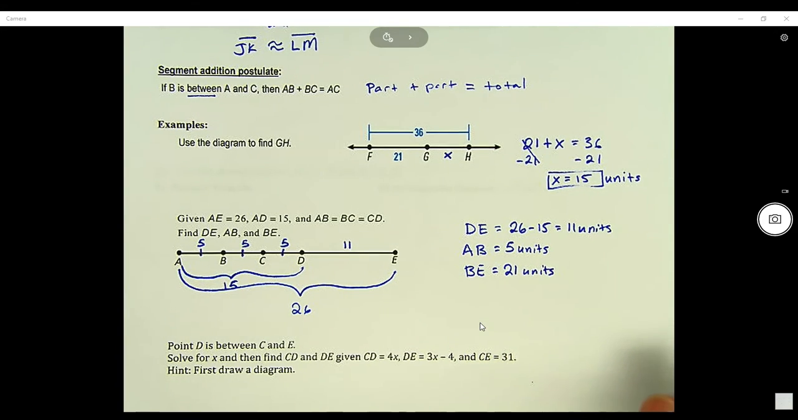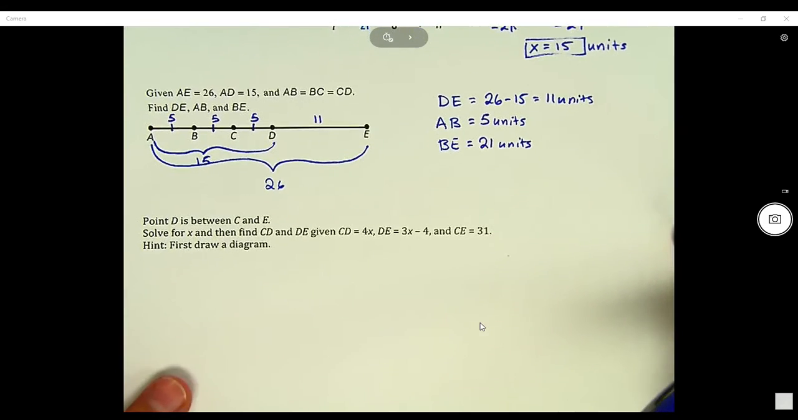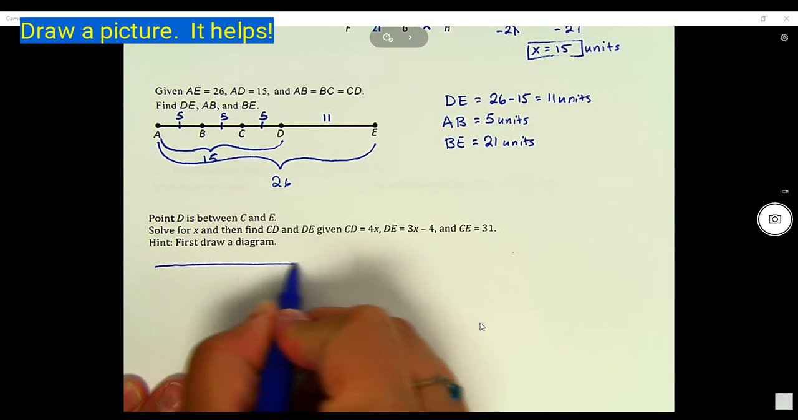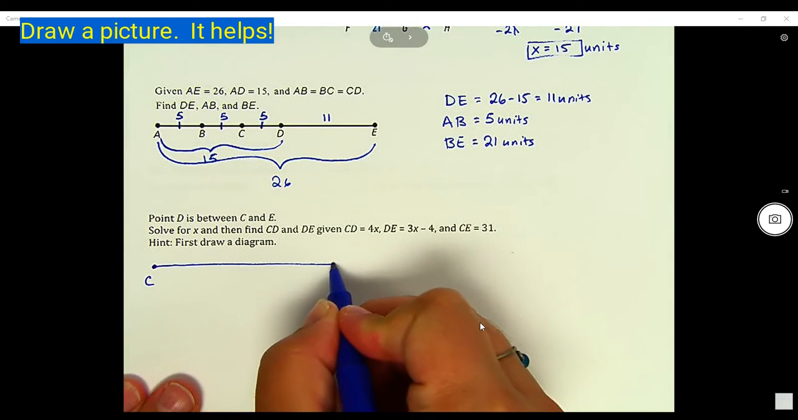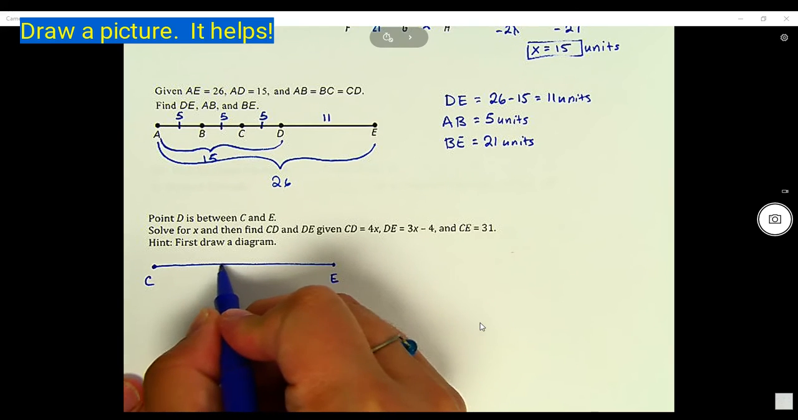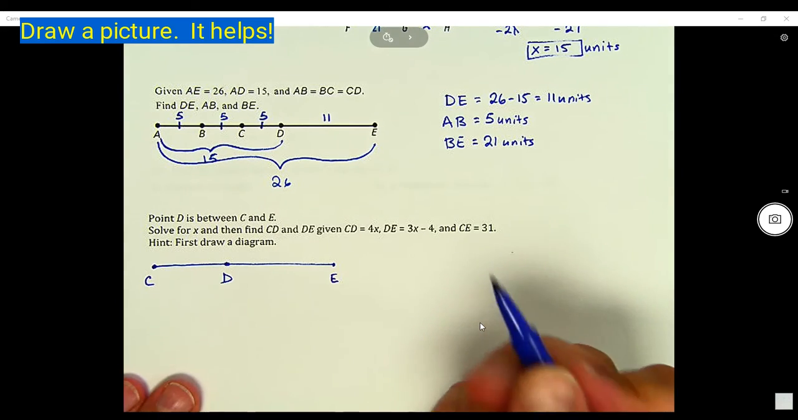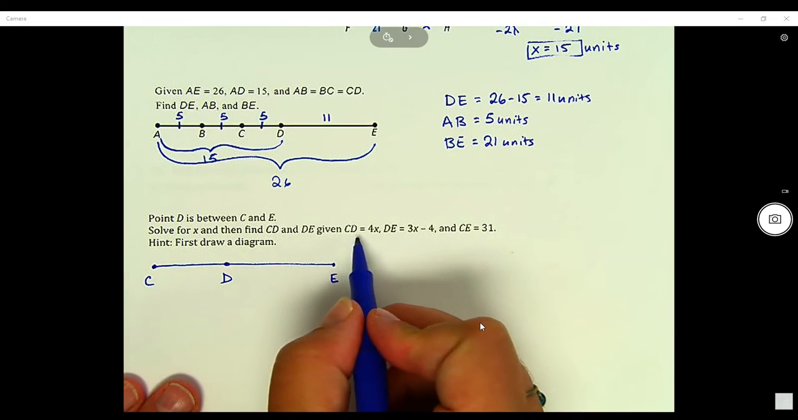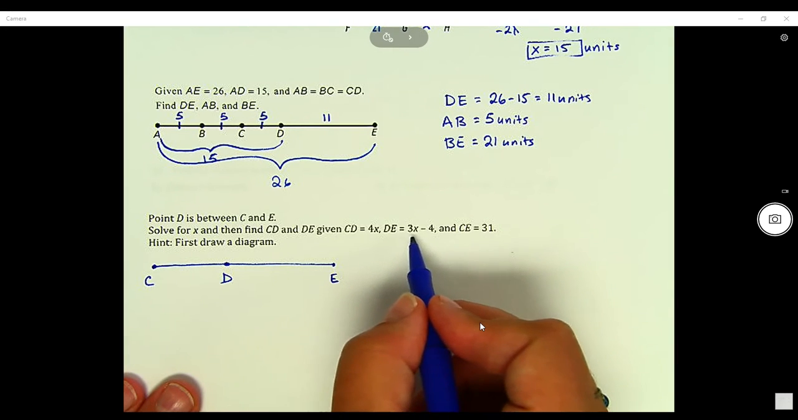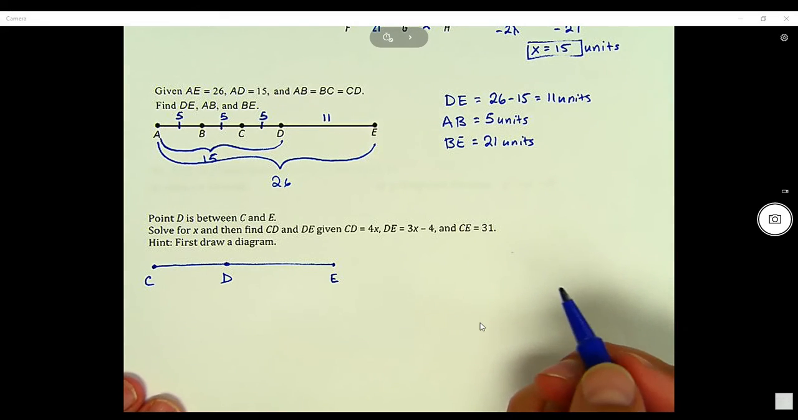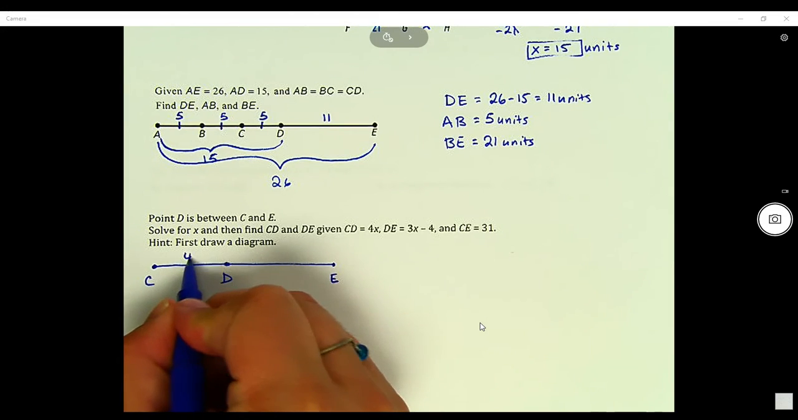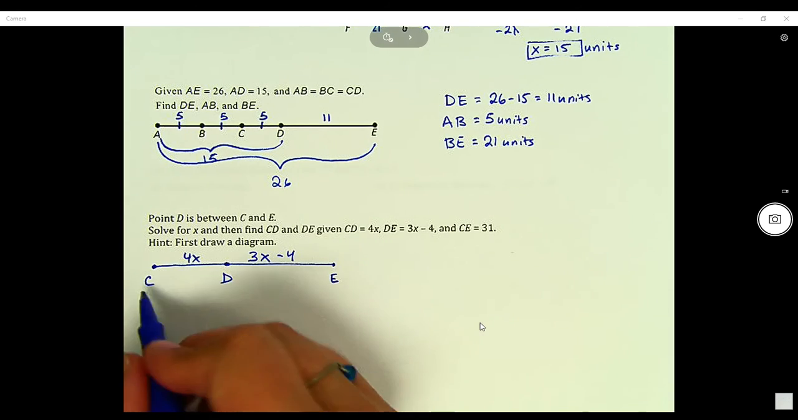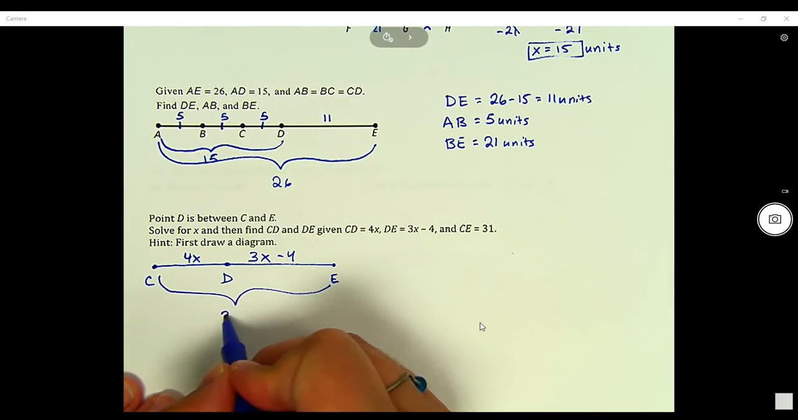All right. Oh, I love these, the ones with no pictures, because you get to draw them. All right. Point D is between C and E. So all you really know is that you have endpoints of C and E. And somewhere on here, probably not the center, is point D. Solve for x and then find CD and DE, given CD equals 4x, DE equals 3x minus 4, and CE equals 31. Okay, so I know CD is 4x. I know DE is 3x minus 4. And I know that the total right here is 31.